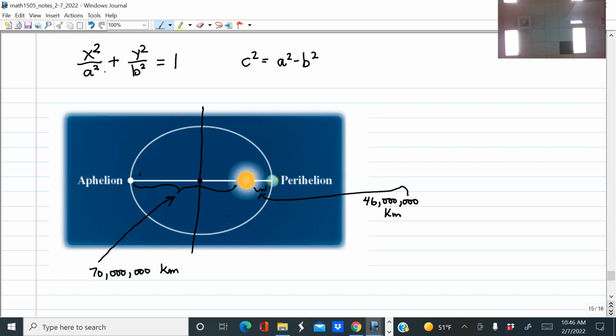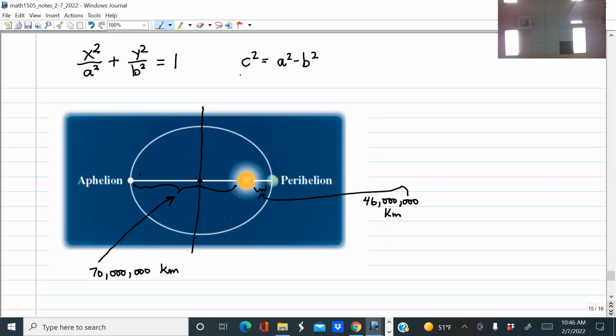So we're going to write down an equation that looks like this, because that's what equations for ellipses whose center is at 0, 0 look like. That's what we learned about last time. And we just have to fill in the A and the B values, right?